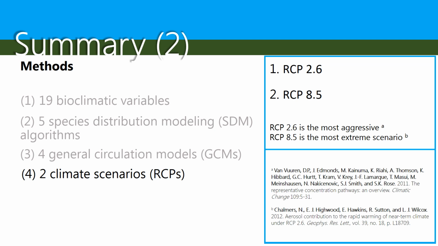So the RCP 2.6 assumes that the global annual greenhouse gas emission would peak between the years 2010 to 2020, while the RCP 8.5 assumes that the greenhouse gas emissions would continue to rise throughout the 21st century.